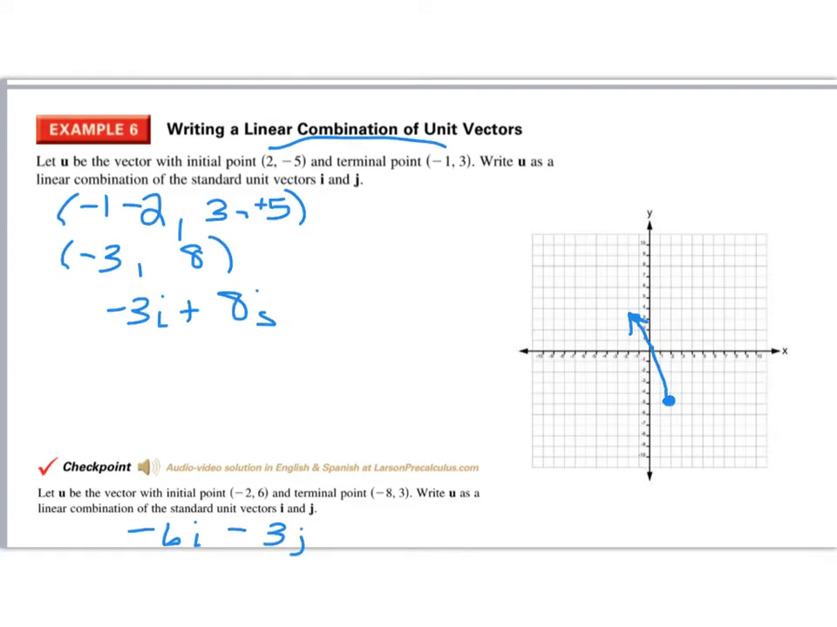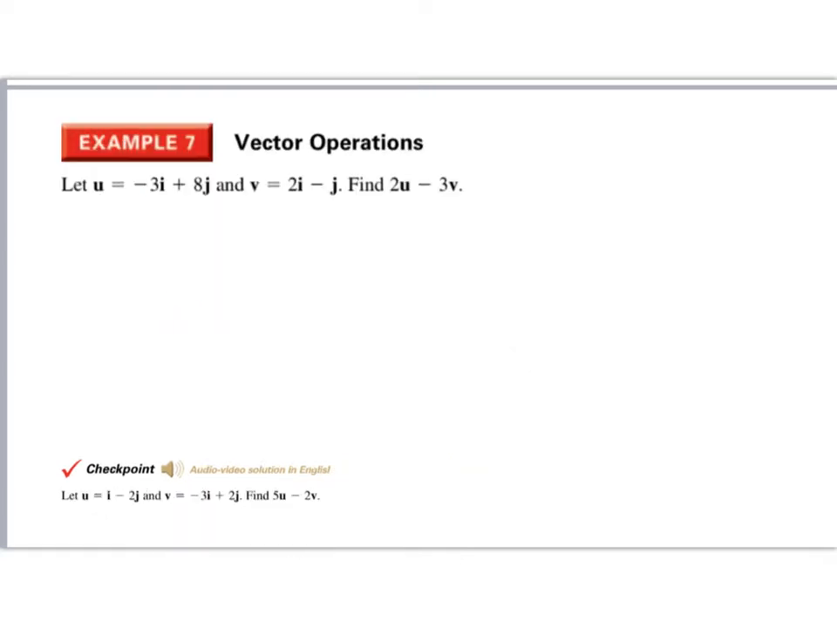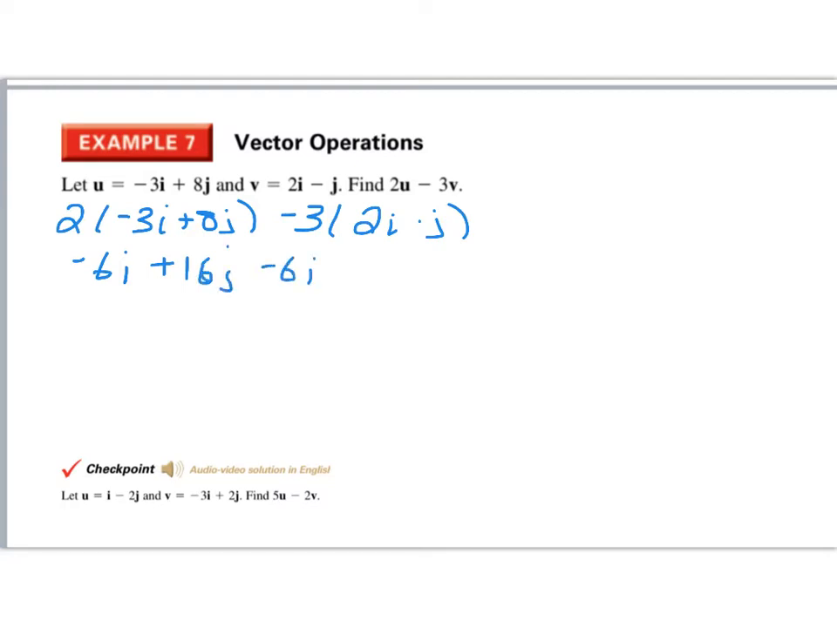All right, here's the answer. Let's go to the next one. All we're going to do here is a difference and some scalar multiplication. So we're going to do our scalar multiplication first. 2 of u, which is 2 times -3i plus 8j, minus 3 times your v, which is 2i minus j. So we've got -6i plus 16j minus 6i, and this was minus j, so plus 3j. When we add that all together, we get -12i plus 19j.